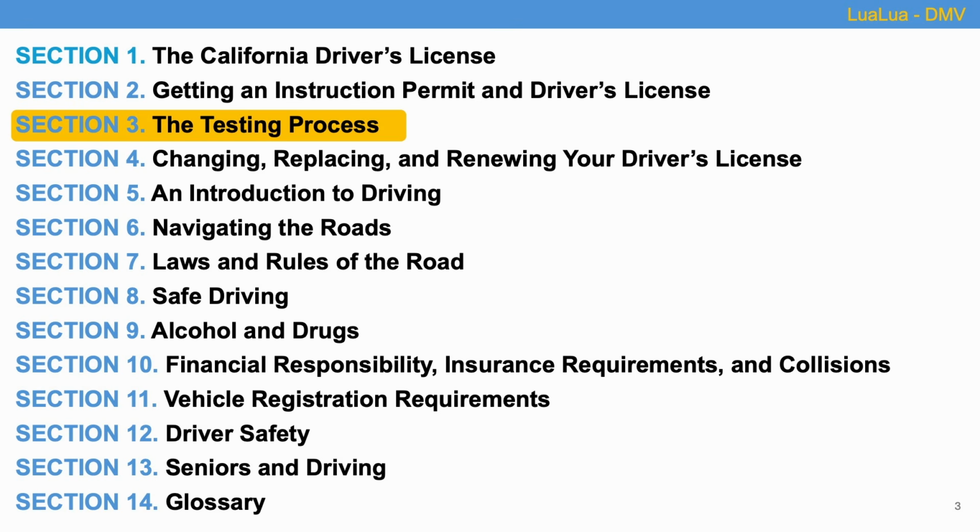Section 3. The testing process. Driver's license tests. Here is an overview of the driver's license tests. 1. Vision test. DMV tests all applicants to ensure they can see well enough to drive safely. If you take your vision test with corrective or contact lenses, your driver's license will have a corrective lenses restriction. If you do not pass your vision test, you will be asked to have your eye doctor complete a report of vision examination, DL 62 form.